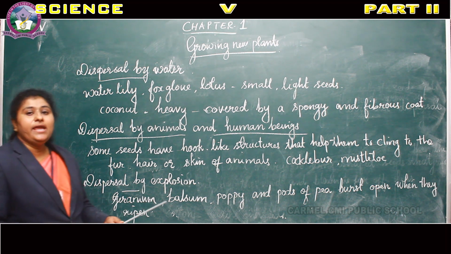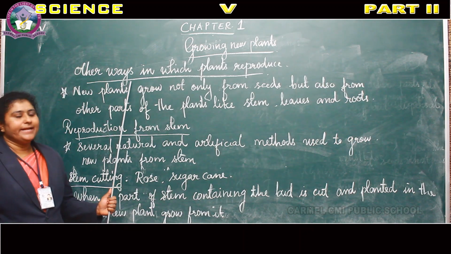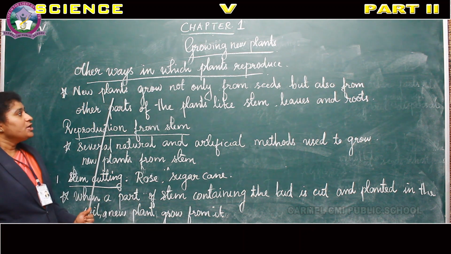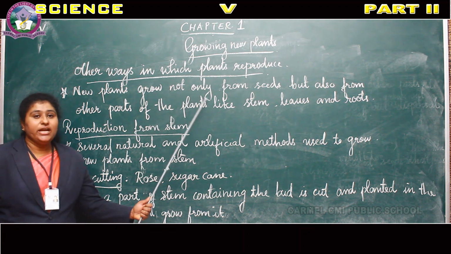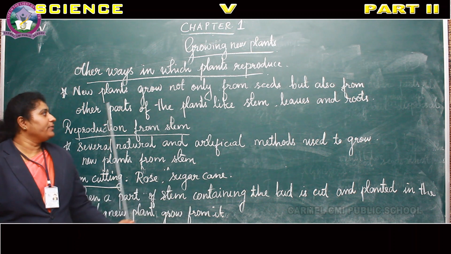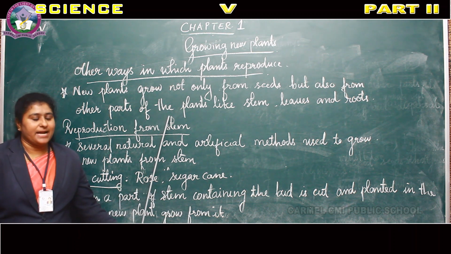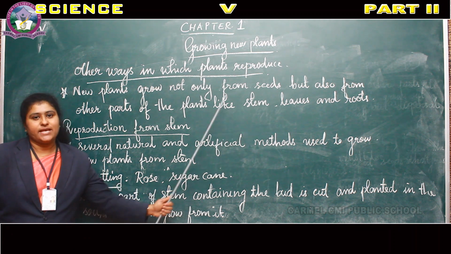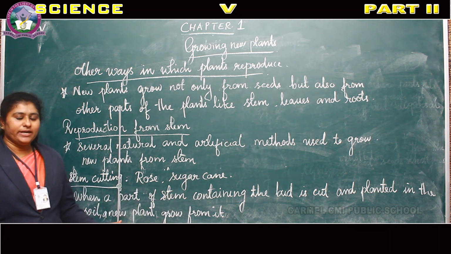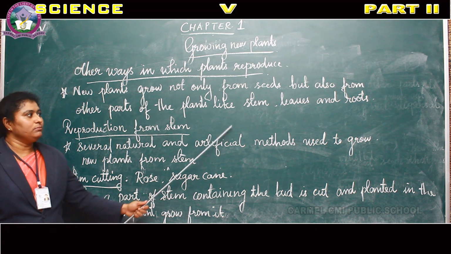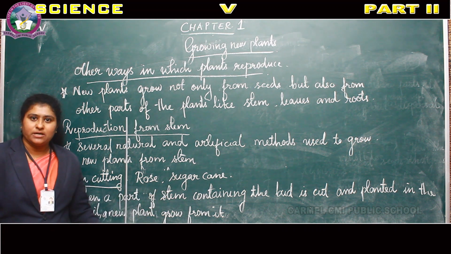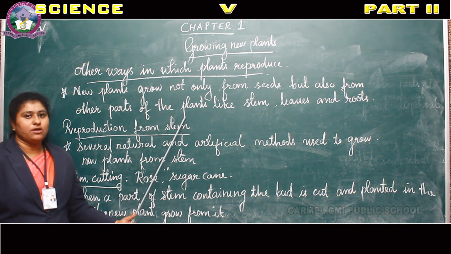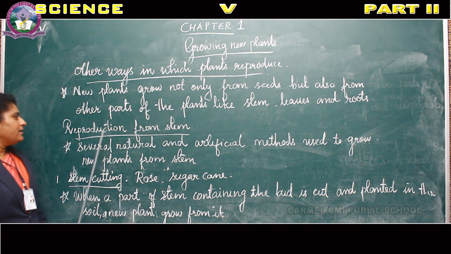Now we can learn other ways in which plants reproduce. New plants grow not only from the seeds but also from the other parts of the plants like stem, leaves, roots, etc. We already learned vegetative parts of plants. Stem, leaves, roots, etc. are the vegetative parts of plants. New plants grow from the vegetative parts of plants. Let us learn one by one.